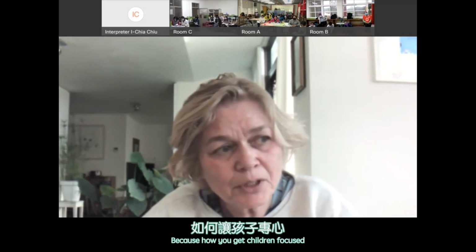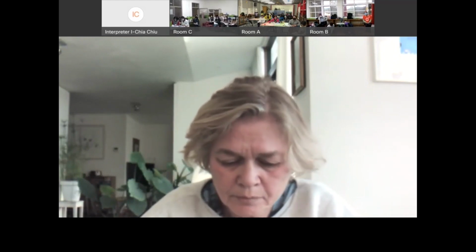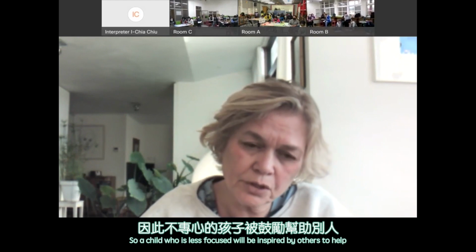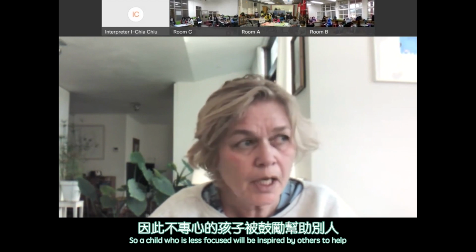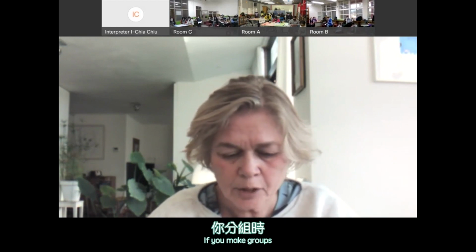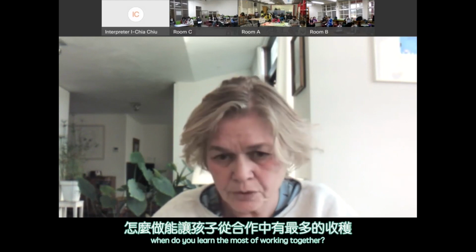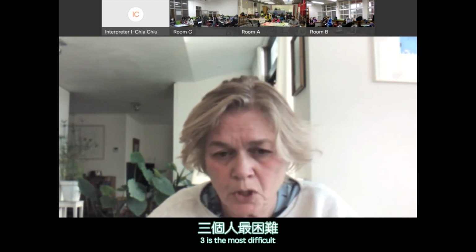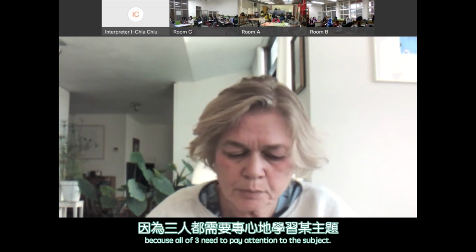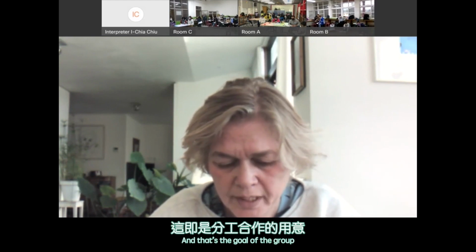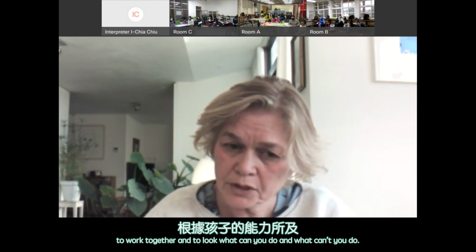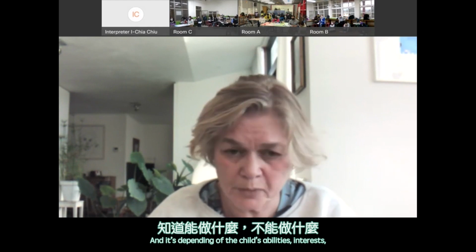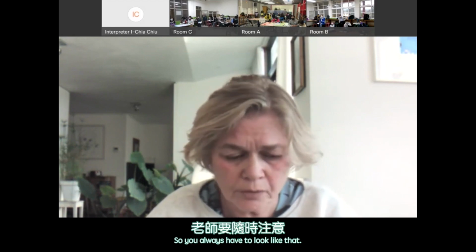A thing you mentioned, how you get children focused. We use mixed groups so children can help each other. So a child who is less focused will be inspired by the others to help. If you make groups, when do you learn the most of working together? That's in a group of 3 or 4 children. 3 is the most difficult because all 3 need to pay attention to the subject. And that is the goal of the group, to work together and to look at what you can do, depending on the child, his abilities, his interests. So you always have to look like that.